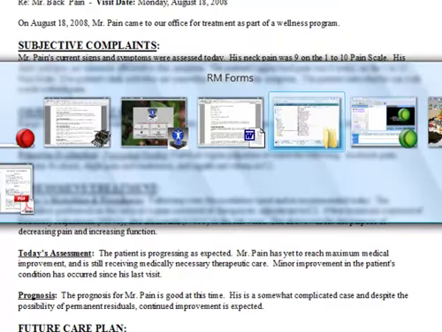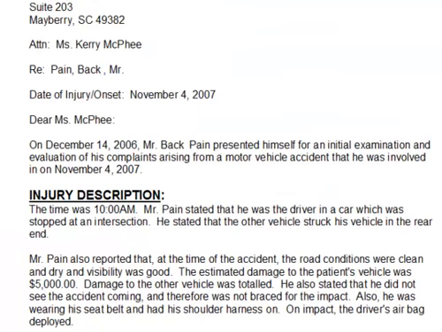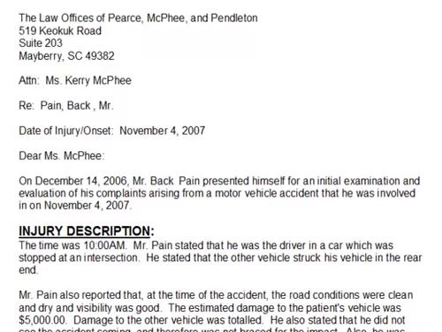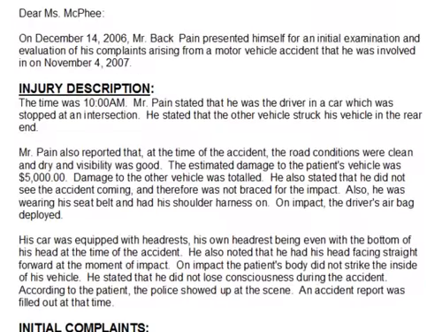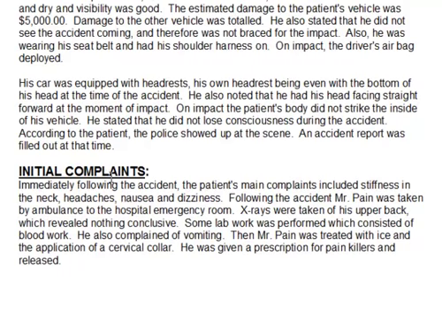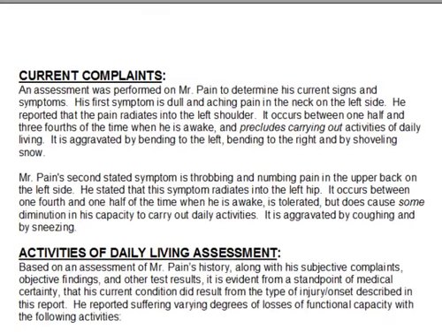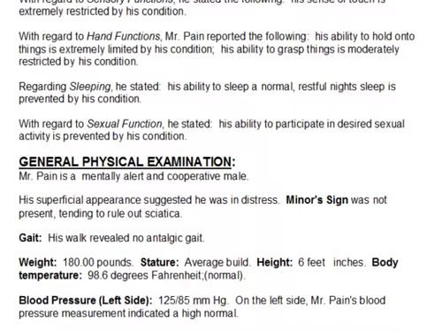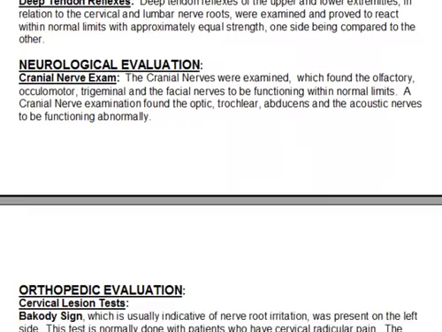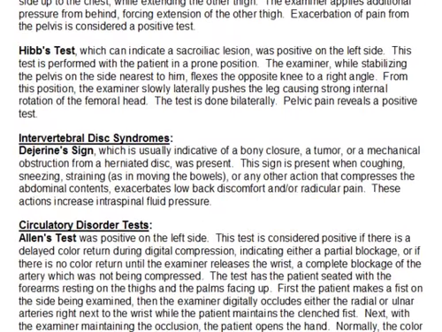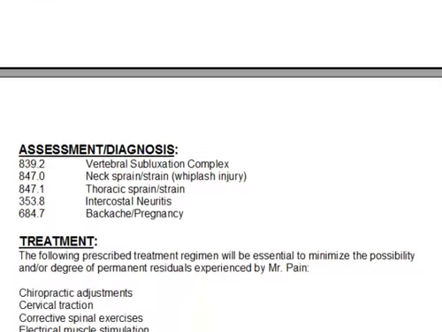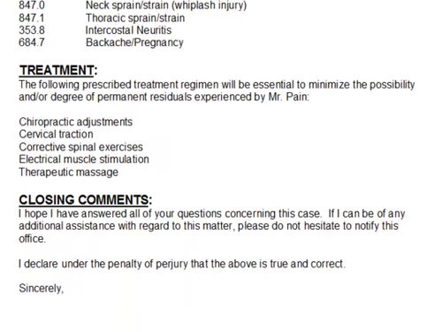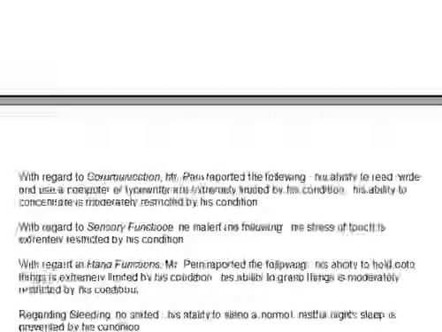Now, as another example, here's a report. This is going to a particular law office. Here we have an injury description, happens to be a car accident case. Here are the initial complaints right after the accident. As we go down the list, here are his current complaints as he is in your office right now. Here is how they're affecting the patient's activities of daily living, etc. General physical examination, neurological, orthopedic. Here we have palpation. Here we have assessment, diagnosis, treatment, closing comments. It's just a very good report.